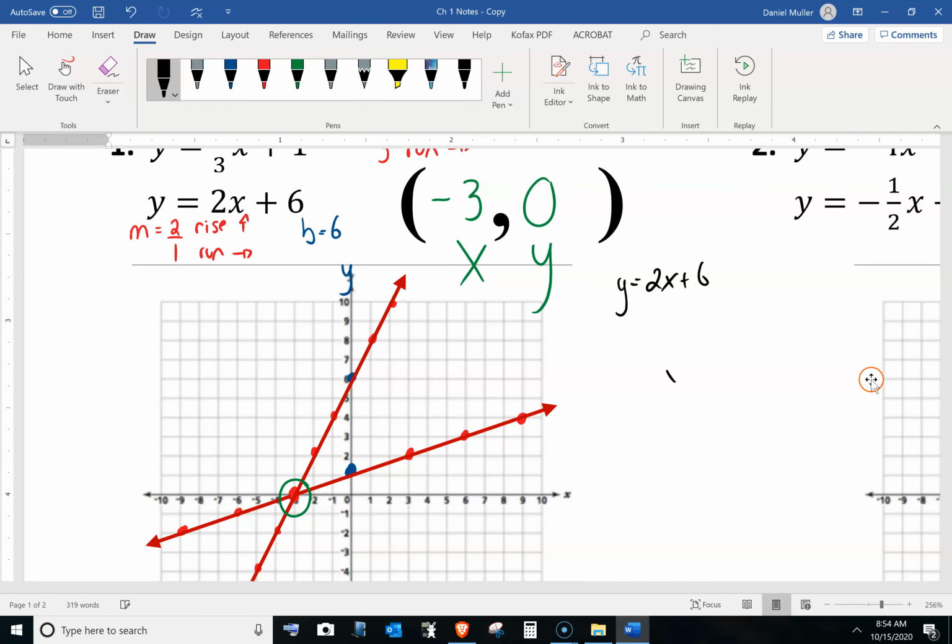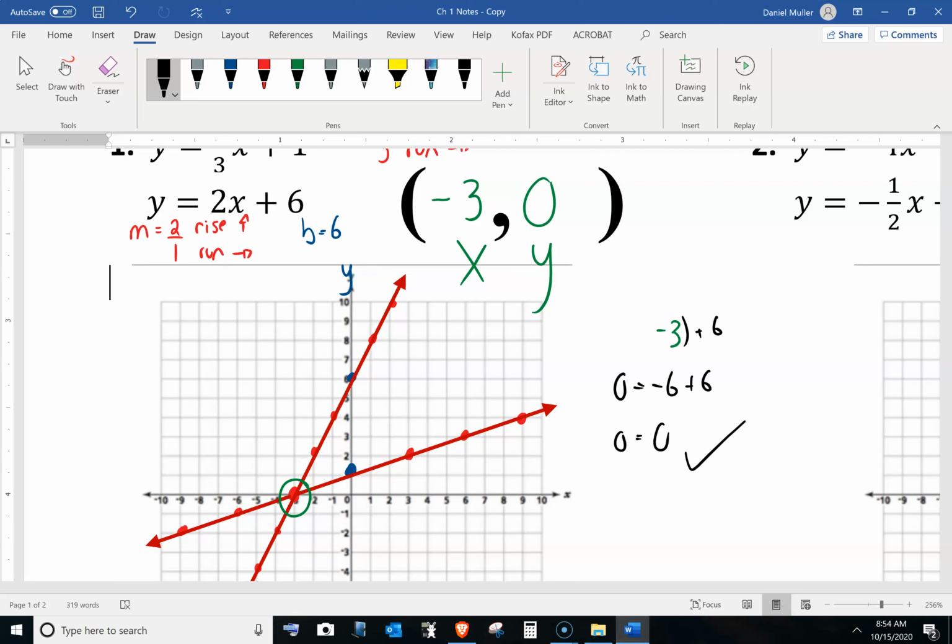2x plus 6. Y is 0, so I'll put that. And the x is negative 3. So 0 equals 2 times the x, which is negative 3, plus 6. 0 equals 2 times negative 3, which is negative 6, plus the 6. And negative 6 plus 6 is 0. That also works. So this point is on this line as well.